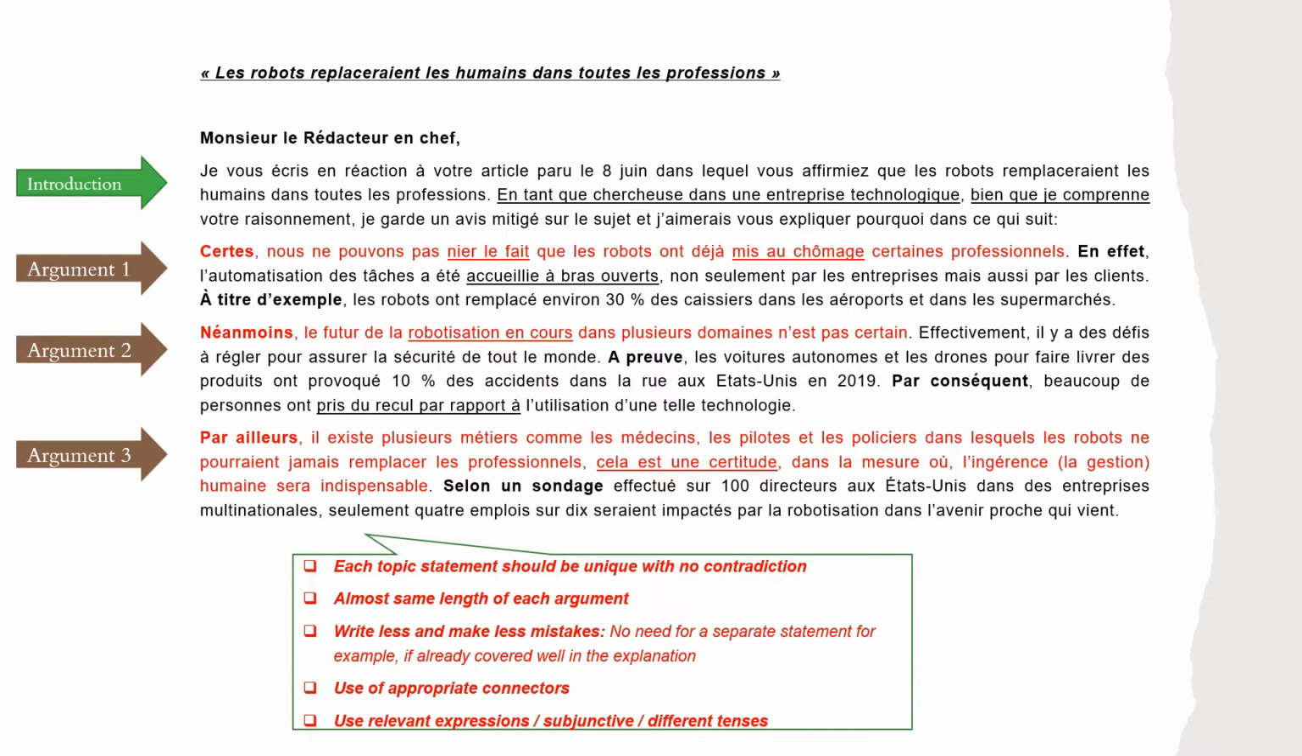So the first thing is each topic statement should be unique with no contradiction. Yes, we have met this condition and we have discussed this already. It should be almost the same length for each argument. Yeah, so we have 3, 4 and 4 lines, which is very close. Then write less and make fewer mistakes.